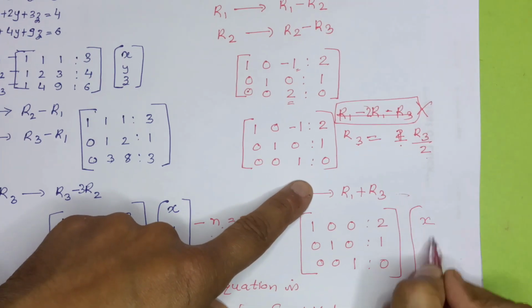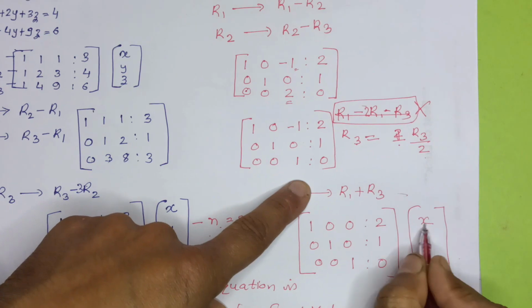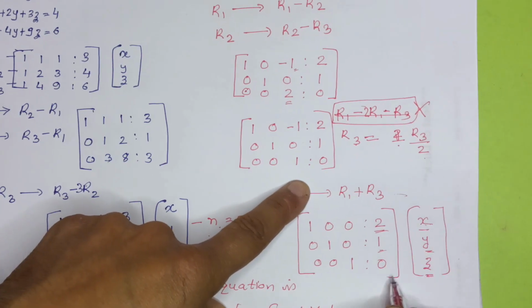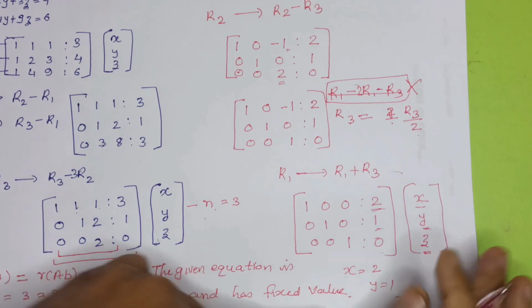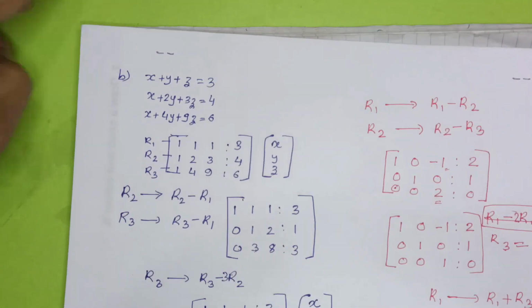Here x, y, and z. So now we know x is 2, y is 1, and z is 0. That means x is 2, y is 1, and z is 0. And let's see if I am right or wrong. Sometimes we might be wrong, so we have to substitute here and see.